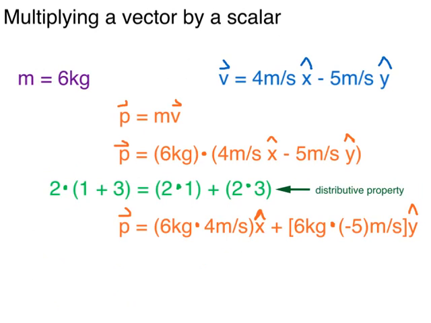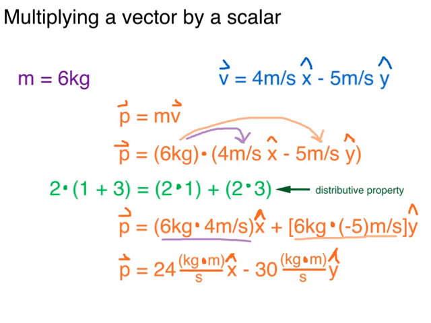We're going to multiply the 6 kilograms times the 4 meters per second to get 6 kilograms times 4 meters per second in the x hat direction. And then we're going to multiply the 6 kilograms times the minus 5 meters per second in the y hat direction to get 6 kilograms times minus 5 meters per second y hat. Carrying out the multiplication and remembering that units multiply just like numbers, we get the final result of p is equal to 24 kilograms meters over seconds in the x direction and negative 30 kilograms meters over seconds in the y direction. This is the type of calculation that you will be expected to do on the quiz.